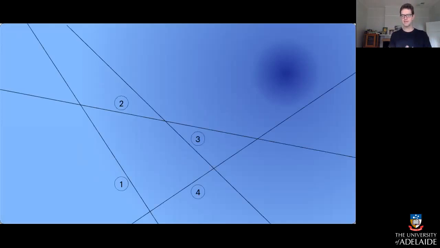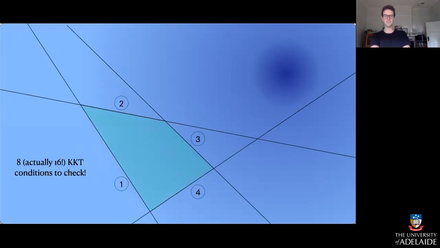But we don't have an unconstrained problem. We've got a constrained optimization problem. So here's 4 constraints, and we'll make them inequality constraints such that the feasible region, the region that we want to find the minimizer over, is this green trapezoidal area.